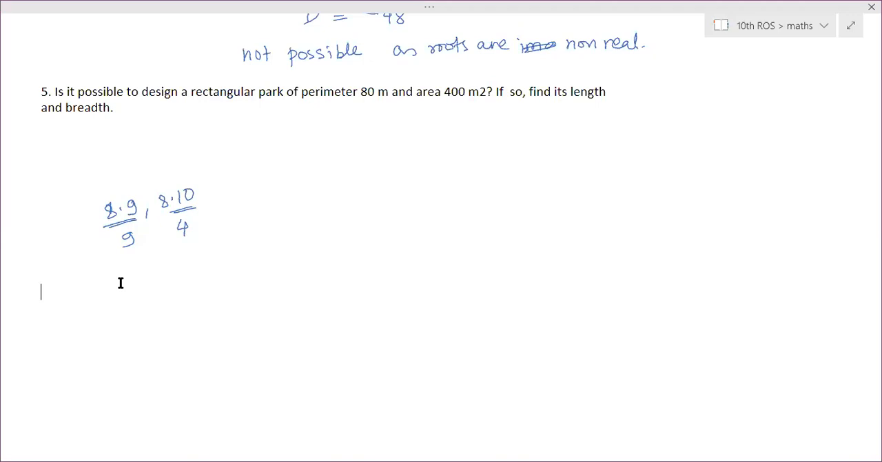8.9. Which question are you asking about? Sixth one, seventh one. Any seventh is NCERT. Ma'am, I have a doubt in 6th also. Sixth one: A girl is twice as old as her sister. 4 years hence, that means after 4 years, the product of their ages is 160. What's the problem?